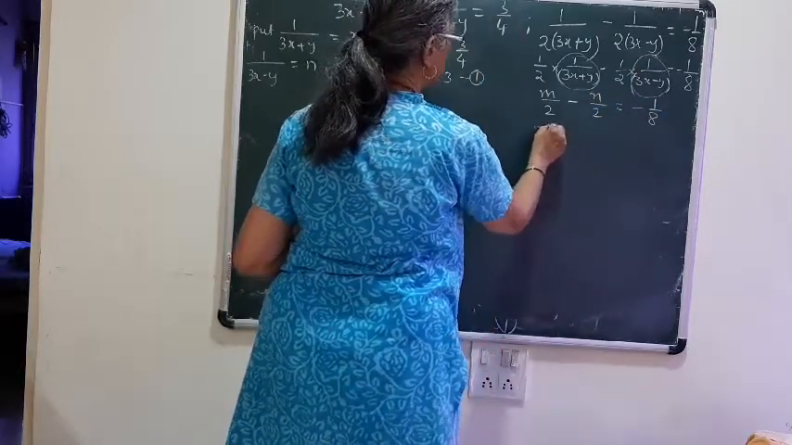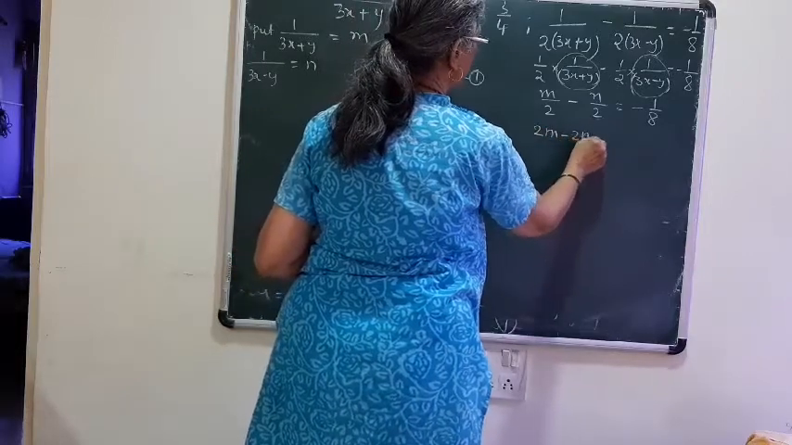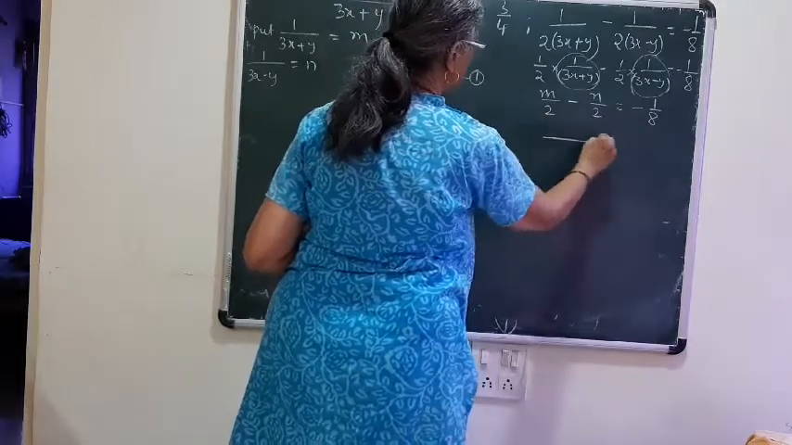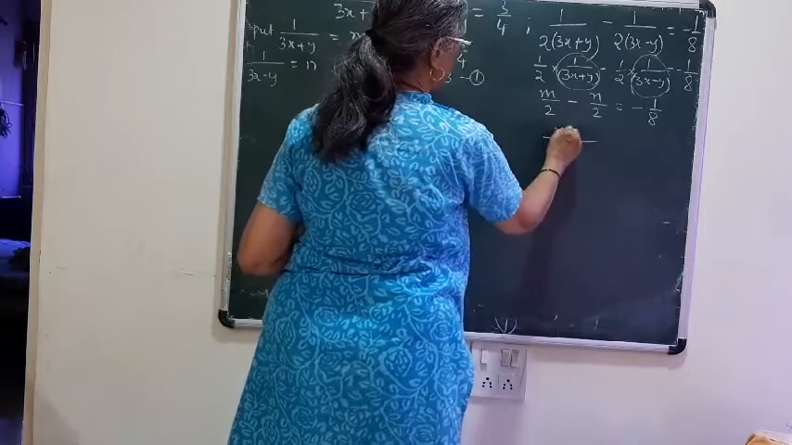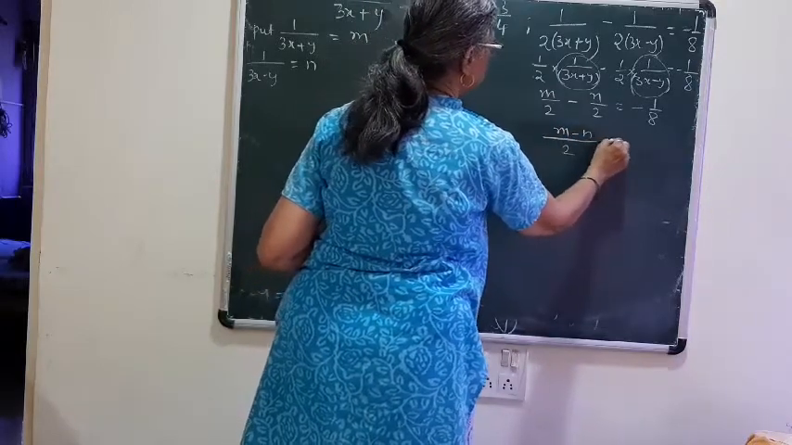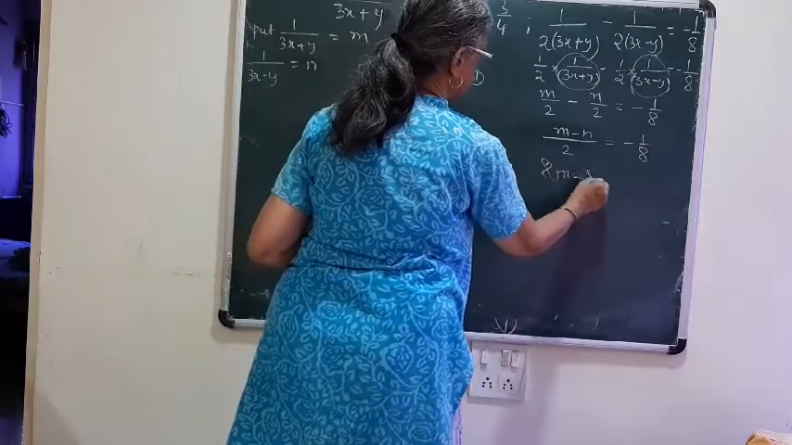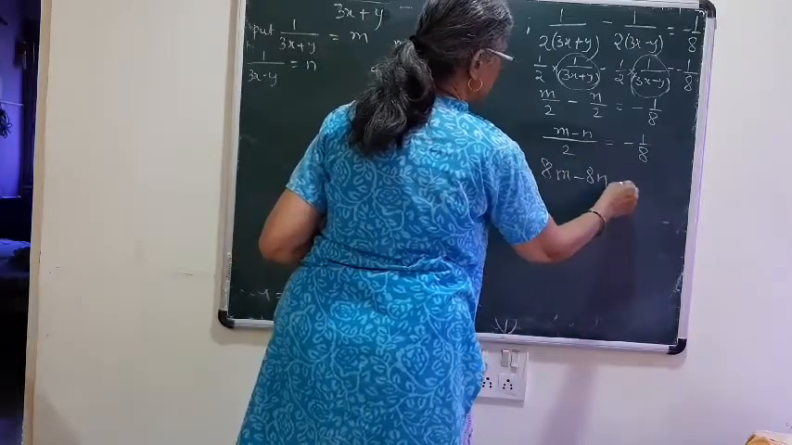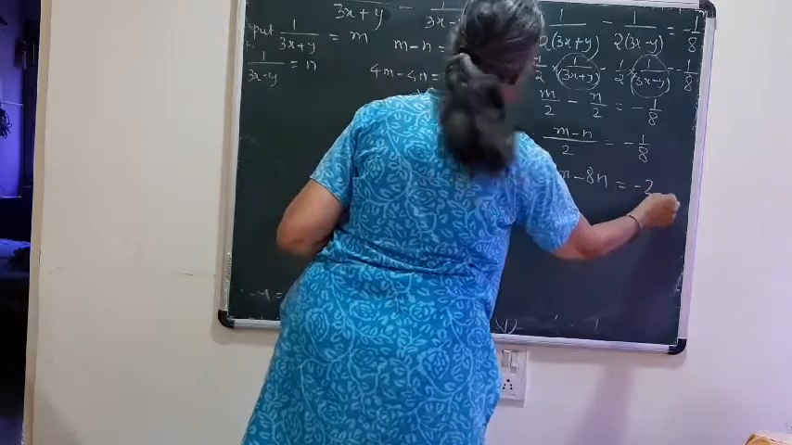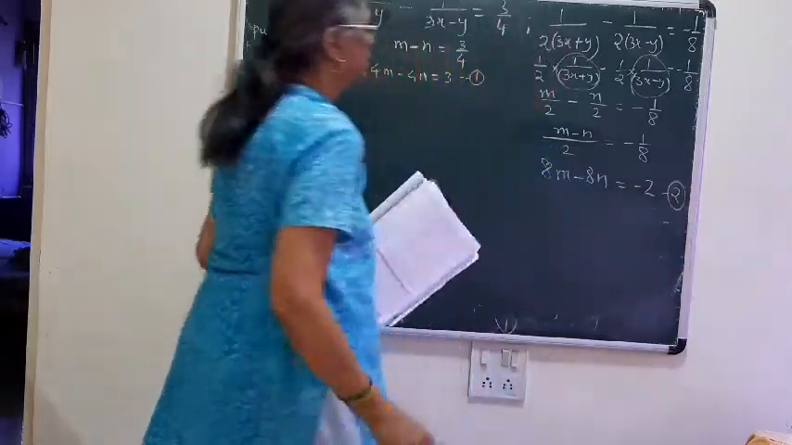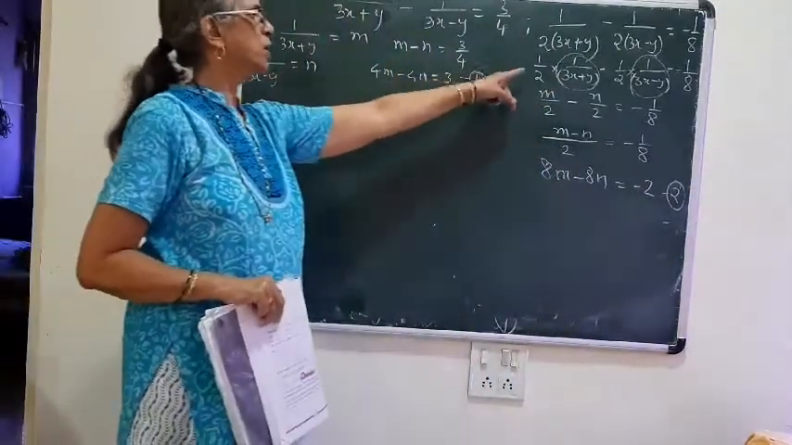So cross multiplication: 2m minus 2n. Don't do cross multiplication, the denominator is the same, write it once. M minus n upon 2 is equal to minus 1 upon 8. So 8m minus 8n is equal to minus 2. That will be our second equation. Followed? You have to remember, do it carefully.